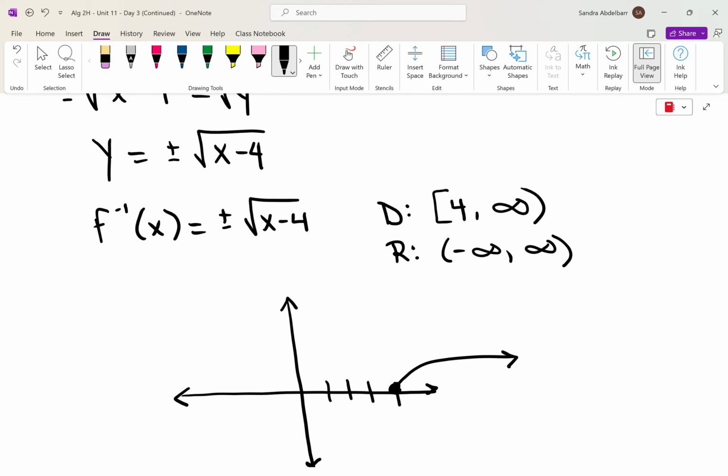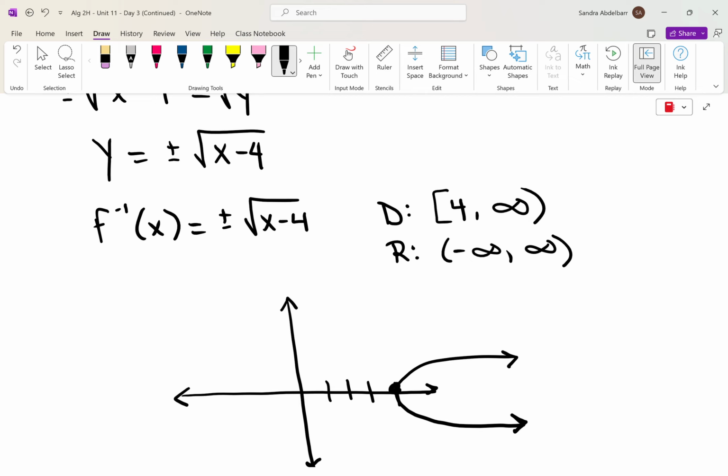But this wasn't the only part of my equation, right? The equation of our inverse was the positive root of x minus 4, but also the negative root of x minus 4. So if my a is negative, am I shooting up or am I shooting down? If my a is negative, you shoot down. Good. So I'm again going to 4 and then shooting down. What does this look like?